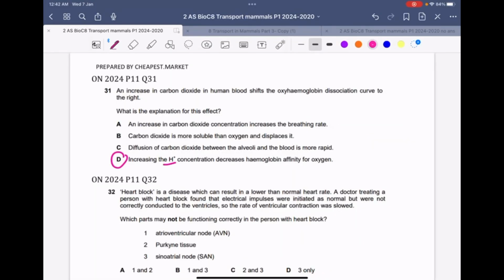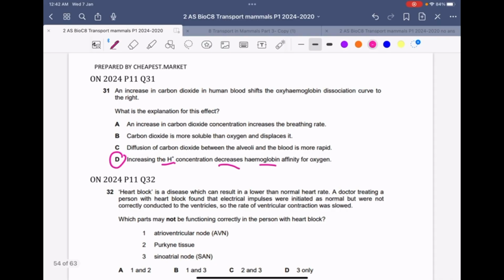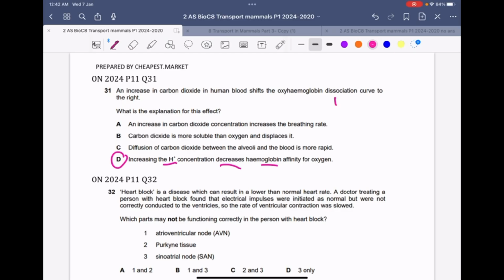Increasing hydrogen ion concentrations will reduce the hemoglobin affinity for oxygen. Why? It's because when there is an increase in the carbon dioxide level, the carbon dioxide will enter the red blood cell. So we can see inside here is the red blood cell.